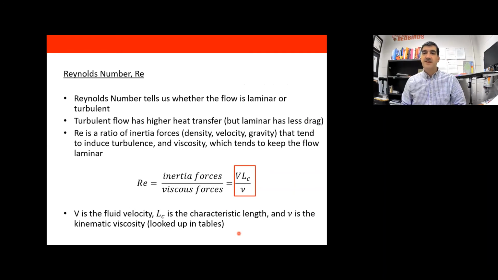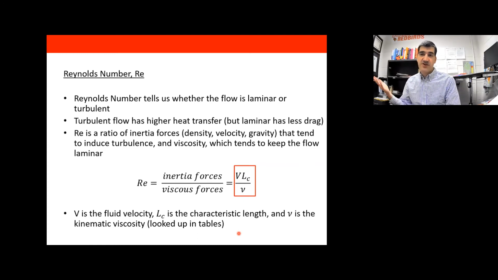Okay, the next dimensionless number that we need to talk about is called the Reynolds number. Ultimately, the Reynolds number tells us, is the flow smooth and laminar, or is it turbulent with lots of mixing inside there? It turns out that turbulent flow is better for transferring heat. It results in higher heat transfer. But if you're going for low drag, like if you want less aerodynamic drag on a body, then laminar flow has less drag on a body.